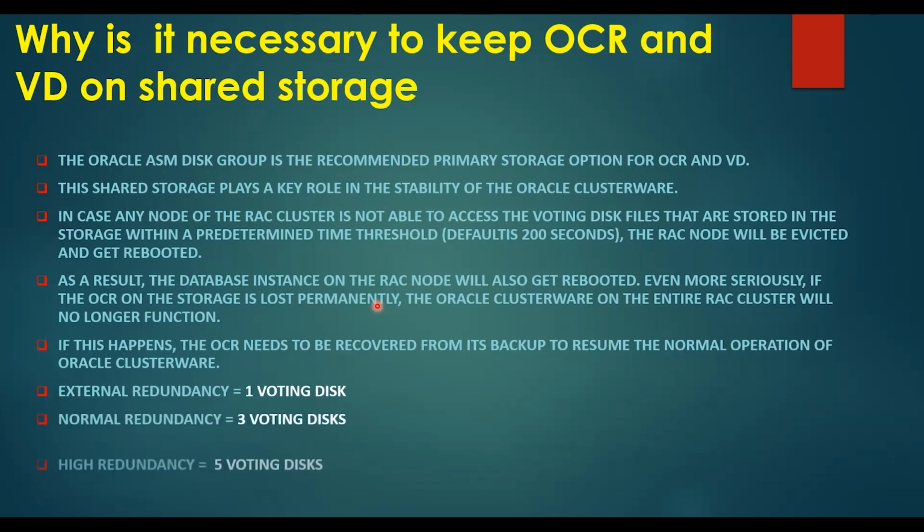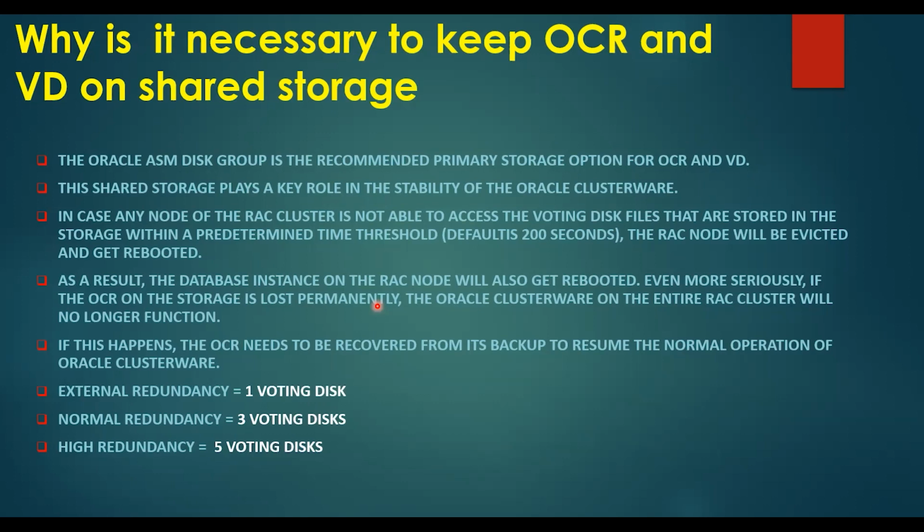So next part is what redundancy we need to use for the voting disk. External redundancy basically means that only one voting disk is available. When we talk about normal redundancy, then three voting disks are available at any given point in time. And if we choose high redundancy during the installation of our database, or during the creation of the voting disk file location, that means we are creating 5 different voting disks.